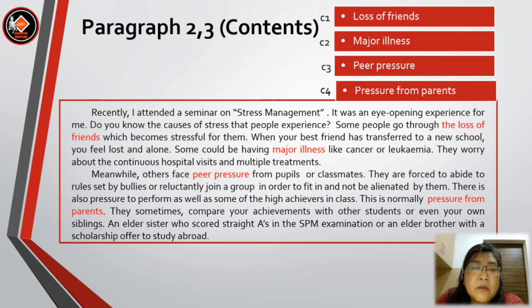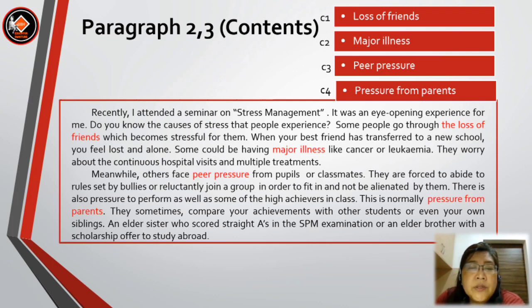They worry about the continuous hospital visits and multiple treatments. Meanwhile, others face peer pressure from pupils or classmates. They are forced to abide by rules set by bullies or reluctantly join a group in order to fit in and not be alienated by them.